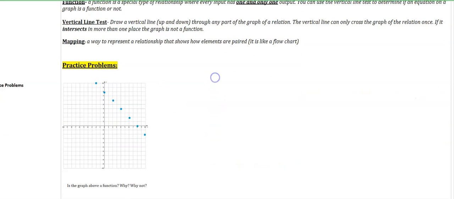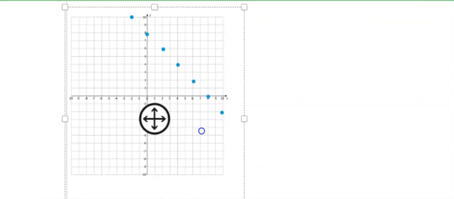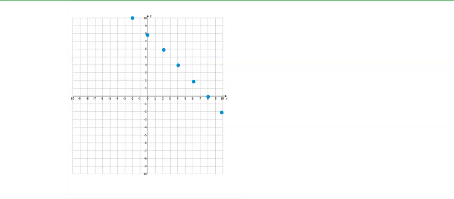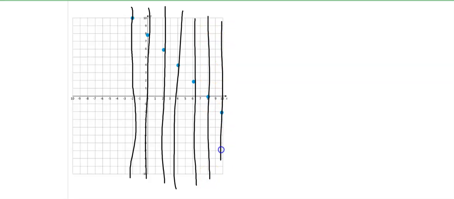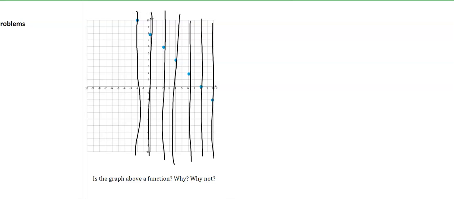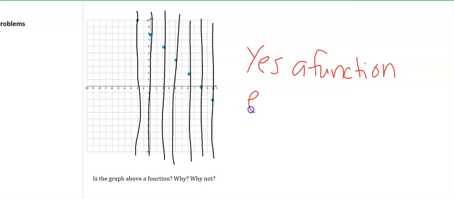So if I look down at my practice problems, if I draw vertical lines, right there I only hit one spot. One spot, one spot, one spot, one spot, one spot. So this right here, yes, is a function. Every input has one output.